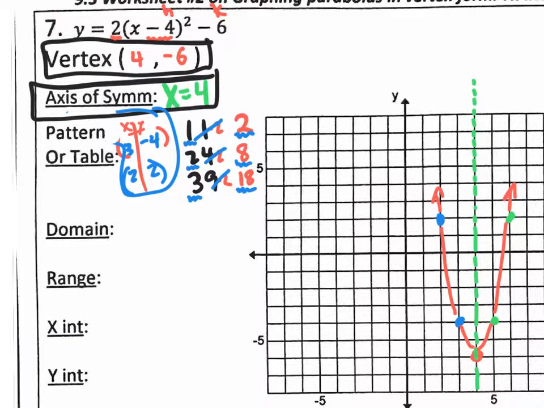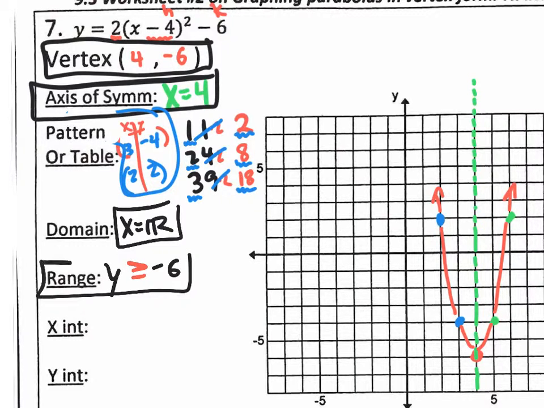What else do we need to answer to get more points? The domain: x equals all real numbers. You have to use the x. If you don't put x equals, you only get half credit. The range, y is what? Greater than or equal to, or less than or equal to? Greater than or equal to, because the parabola is opening up, right? And it's greater than or equal to the y value of your vertex. So what's the y value of your vertex? -6. So there's your answer for range.